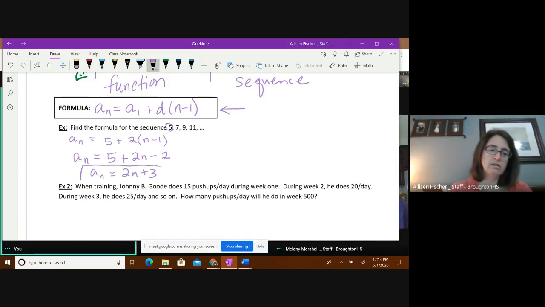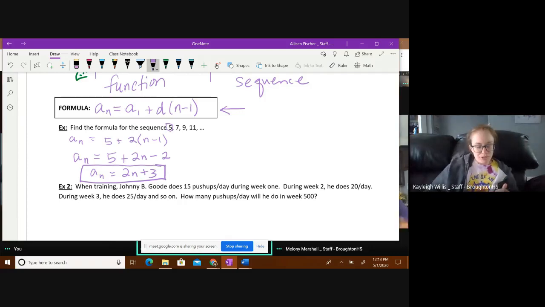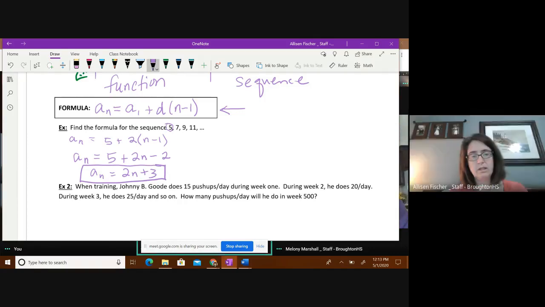I hope that made sense. So I can use that to find other terms of the sequence. Yes, just like you can if you had the equation of a line. Whenever you substitute in a value for n, you're finding another value in the sequence. So if I want to know what is the 10th term in the sequence, I would substitute in a 10 for n.